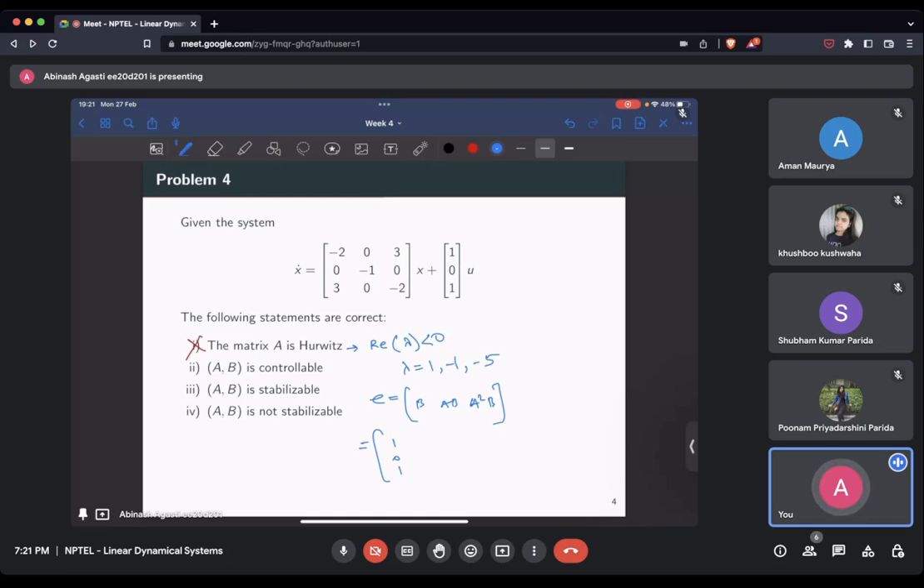So tell me, what is the controllability matrix? Sir, second column 1, 0, 1. 101, okay. Third column.